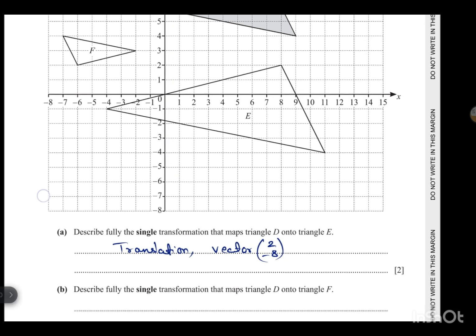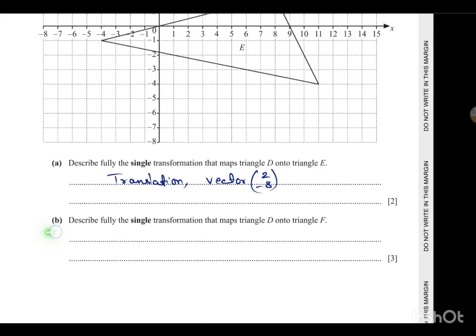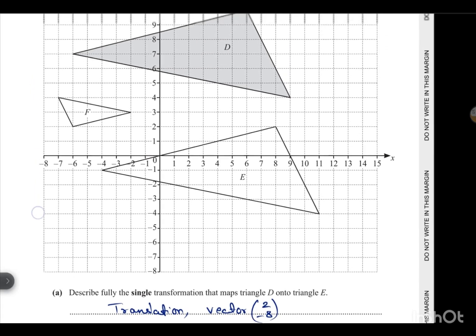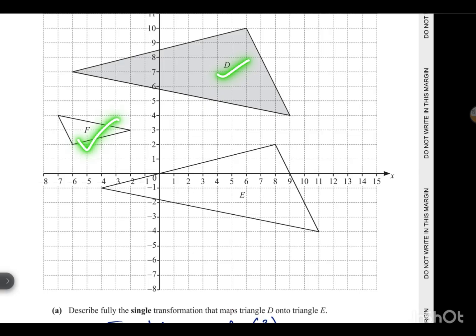Question B. Describe fully the single transformation that maps triangle D onto triangle F. So now this triangle is transforming into this triangle F. You can see with the size itself that it is enlargement. The size has reduced, so it is enlargement, but we need to find here the center and also the scale factor.